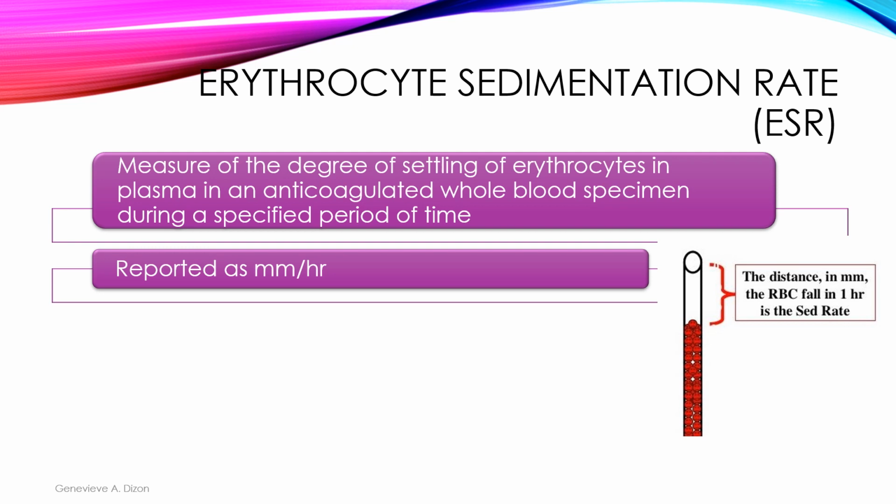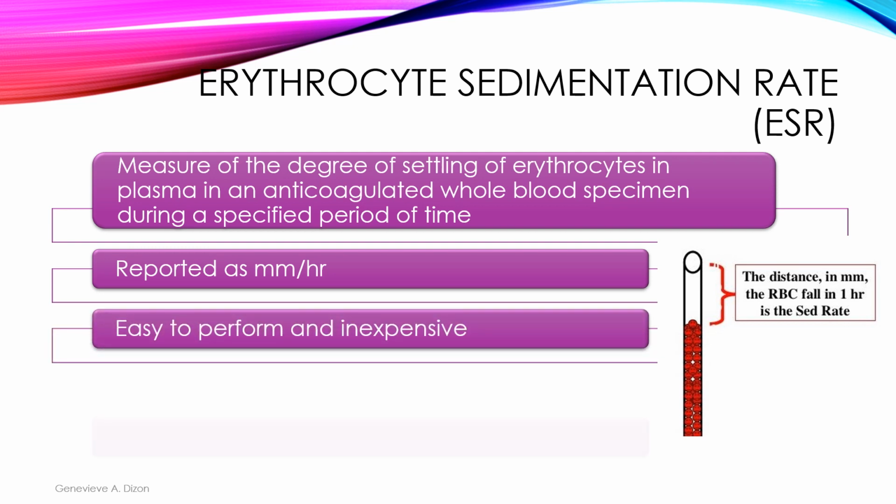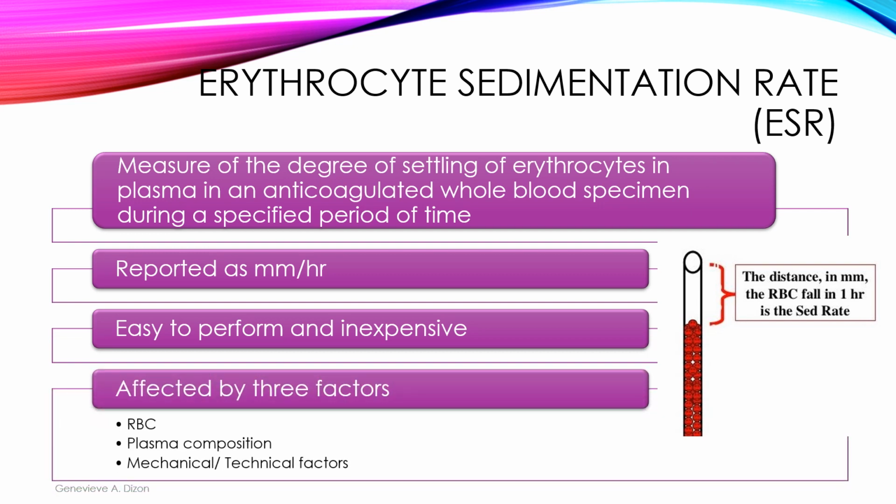Simply put, ESR is the distance in millimeters that the red blood cells can fall in 1 hour at a vertical position. ESR is also easy to perform and inexpensive. Easy to perform in the sense that the anticoagulated whole blood that is collected is just allowed to stand at room temperature without being disturbed for 1 hour.